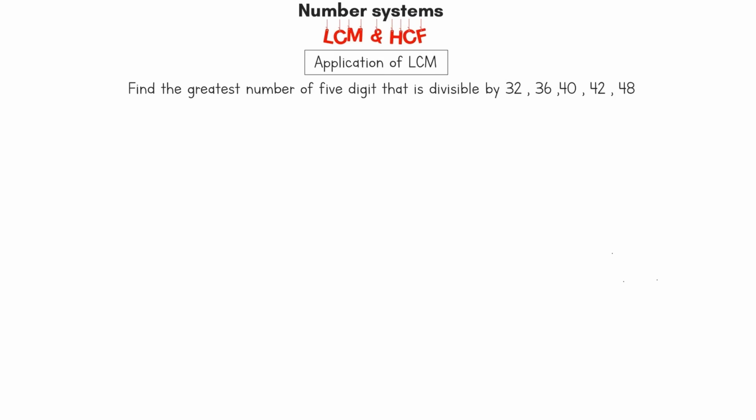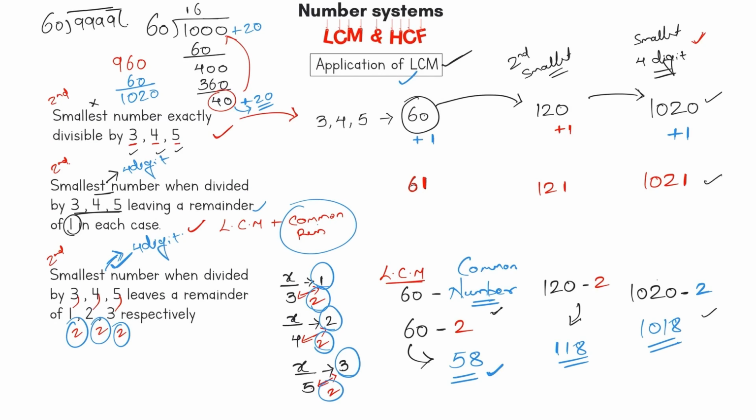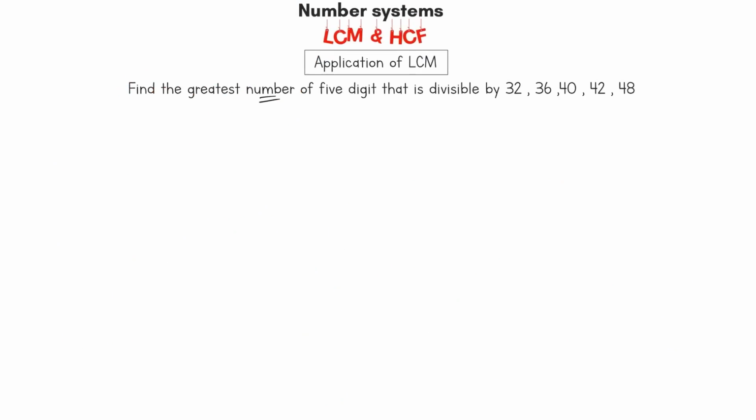First you will find out their LCM, the LCM of 32, 36, 40, 42 and 48. Then for the greatest number of 5 digits, you will go for this process. You will keep the LCM here and you will keep 99999 here. From this LCM you can find out possibly anything: smallest 4-digit, largest 4-digit, largest 5-digit and anything. So first I need to find out the LCM of these numbers. So let's go ahead and do that.